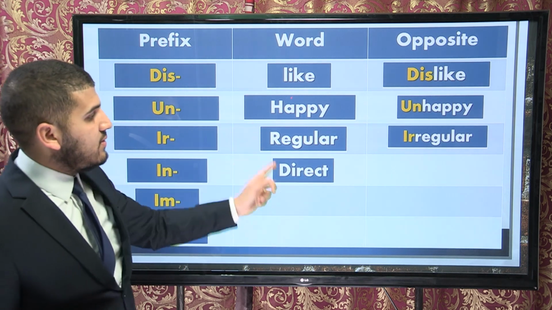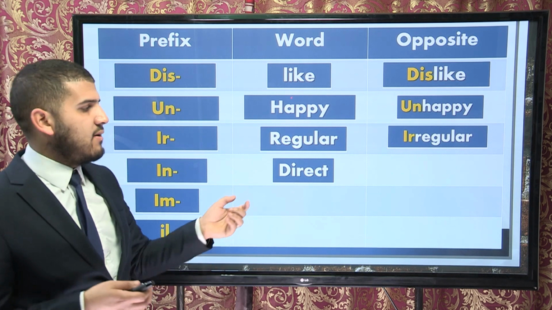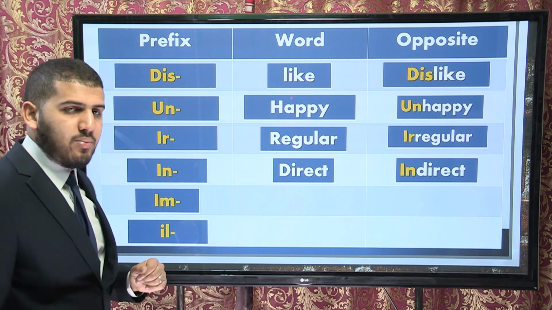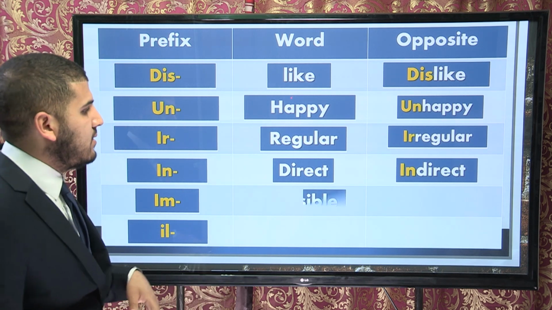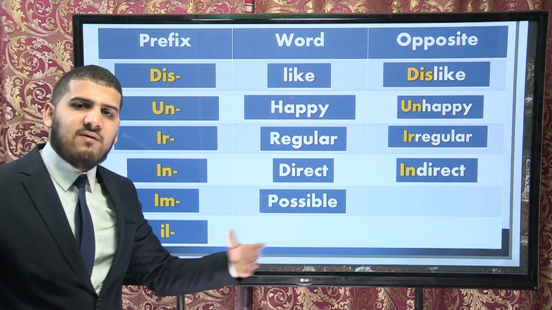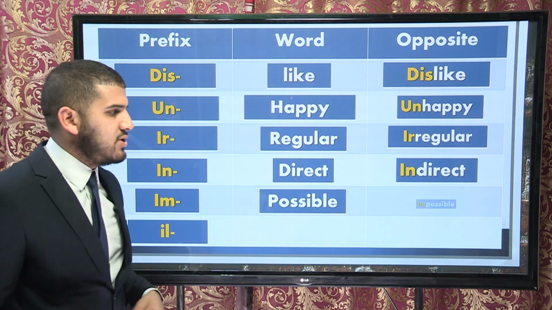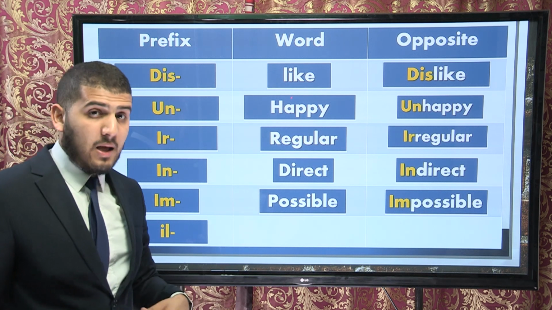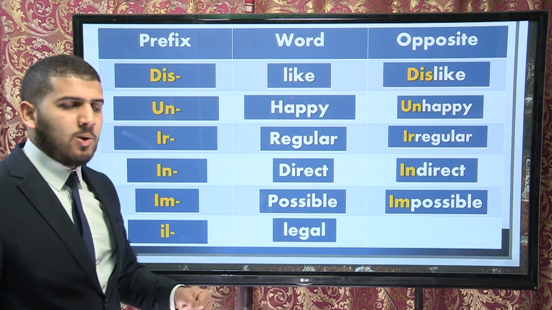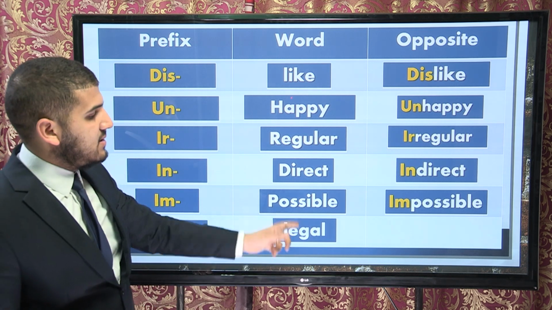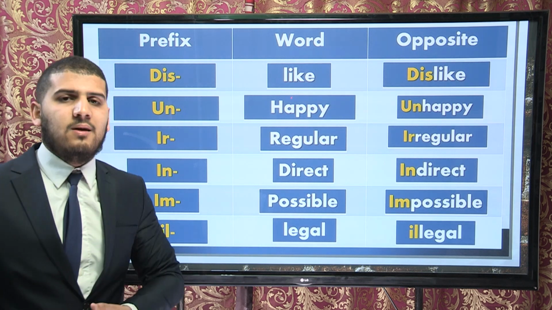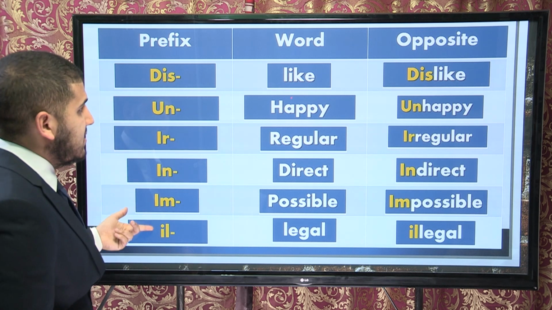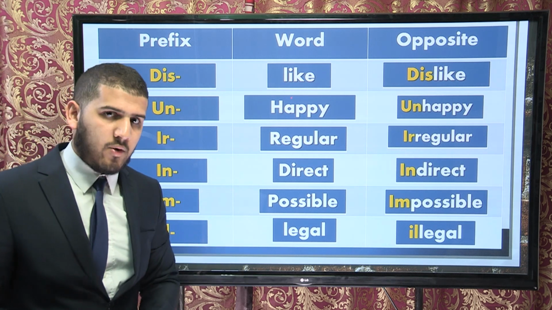The prefix in and the word direct give us the opposite of the word direct, which is indirect. We have the prefix im and the word possible. It gives us the opposite of possible, which is impossible. And finally, we have the prefix il and we have the word legal. So il plus legal gives us the opposite of legal, which is illegal. So we use the following prefixes to form the opposite of some words.